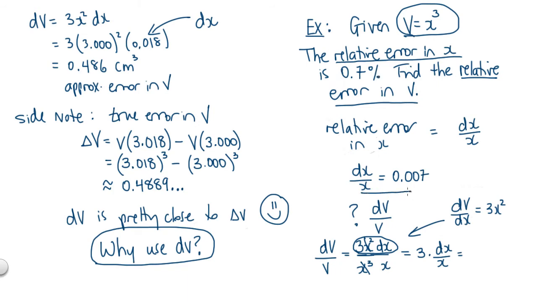Well, remember at the beginning of the problem, we said the relative error in x was 0.7%. Remember, dx over x was 0.007. So bringing that value in here, 3 times 0.007 gives us 0.021. So the relative error in V, dV over V, we could give that as a percentage if we like, 2.1%.